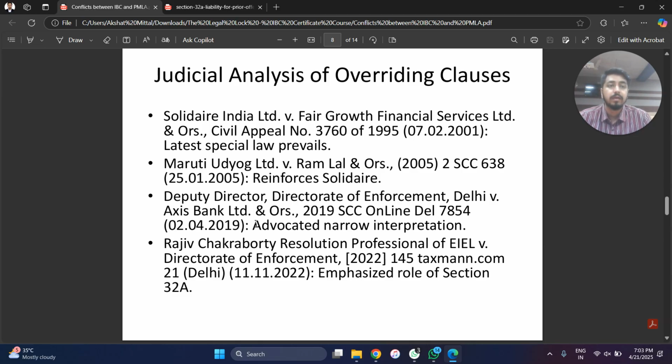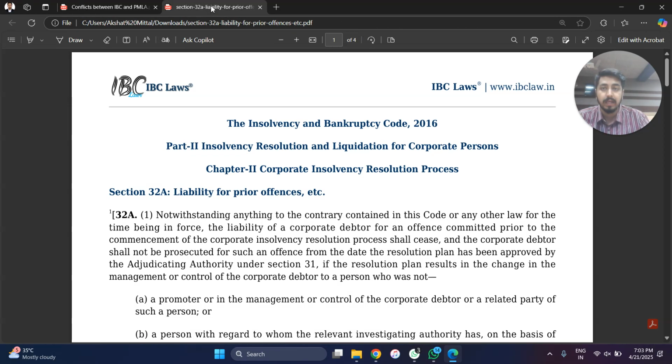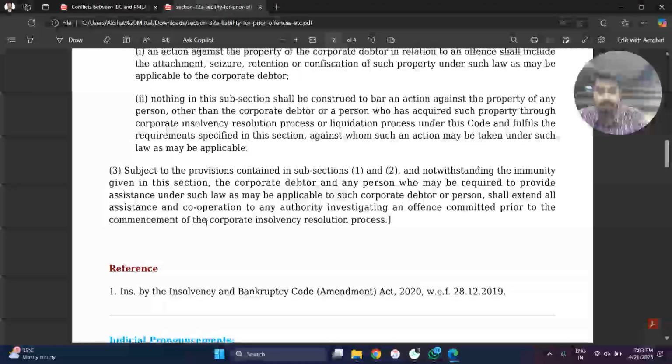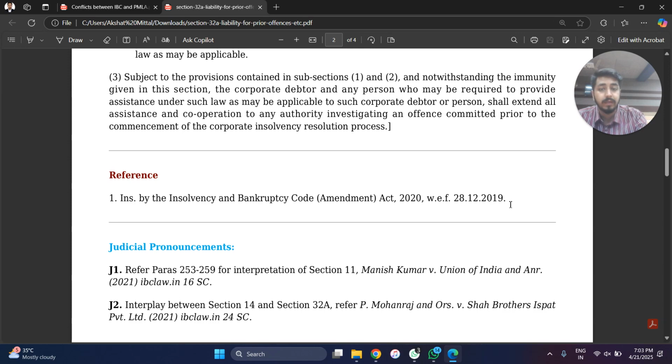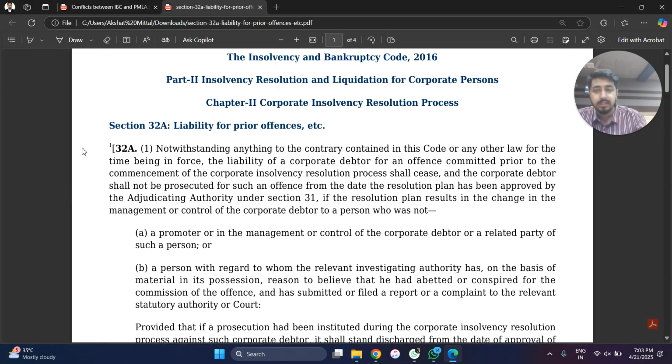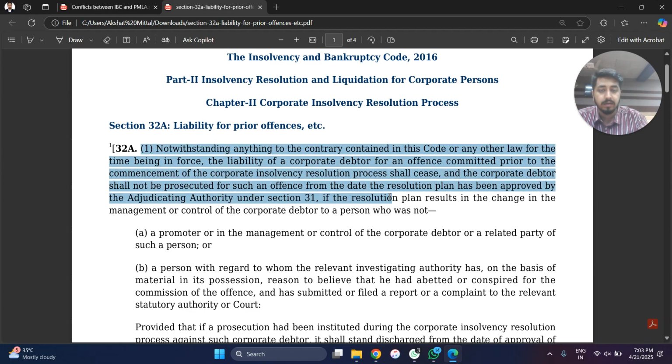Before going into the judgment, let's take a quick look at what Section 32A is. Section 32A of the IBC was inserted by the Amendment Act of 2020, with effect from 28/12/2019. For the purpose of today's lecture, we'll just read the introductory para: notwithstanding anything to the contrary contained in this Code or any other law for the time being in force, the liability of a corporate debtor for an offence committed prior to the commencement of the CIRP shall cease, and the corporate debtor shall not be prosecuted for such an offence from the date the resolution plan has been approved by the adjudicating authority under Section 31.